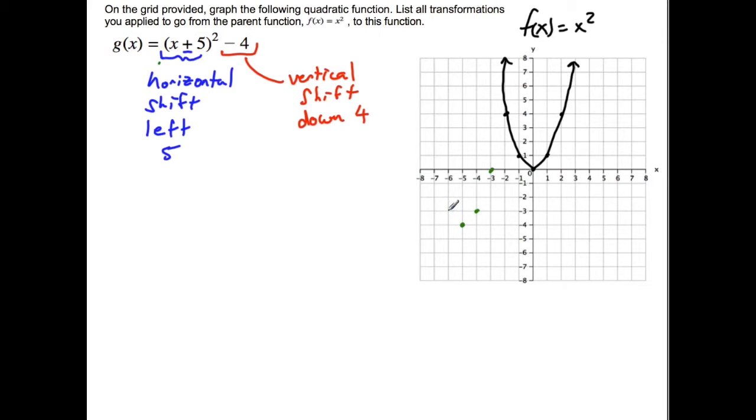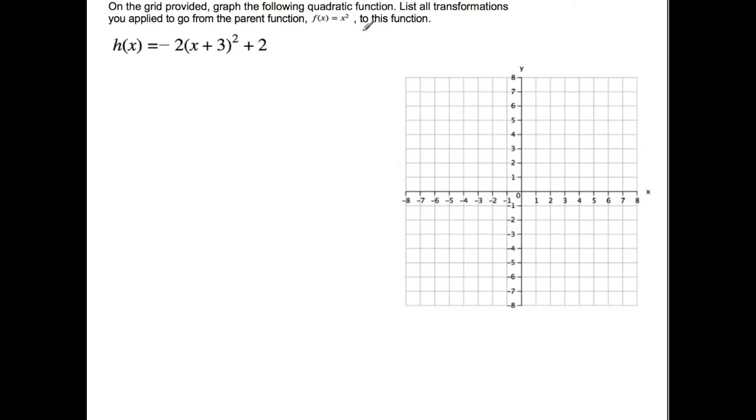And I can do it likewise the other way. And then we can start to get an idea of what our parabola looks like. So here's just a horizontal shift left and a vertical shift down 4. Now we're doing the same thing. Let's graph our parent function quickly.